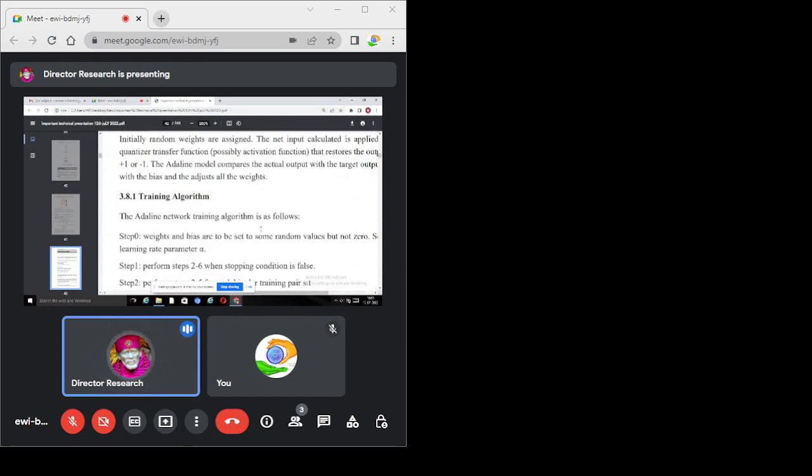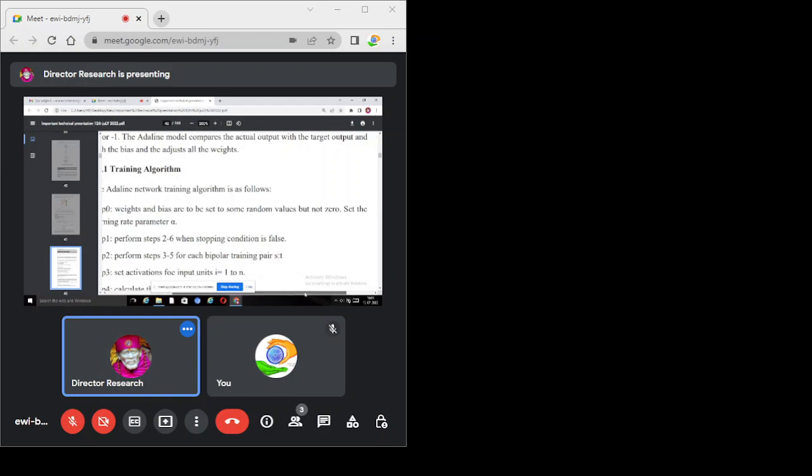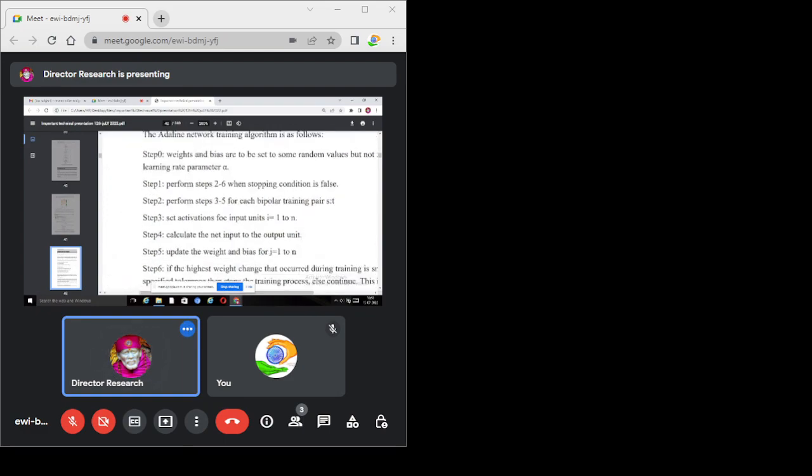The other type of algorithm is the training algorithm. The Adaline network training algorithm is as follows. Weights and bias are set to some random values, but not zero. Set the learning rate parameter alpha. Step 1: perform steps 2 to 6 while the stopping condition is false.